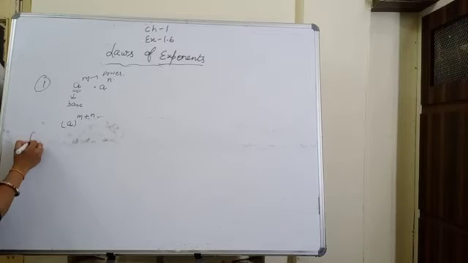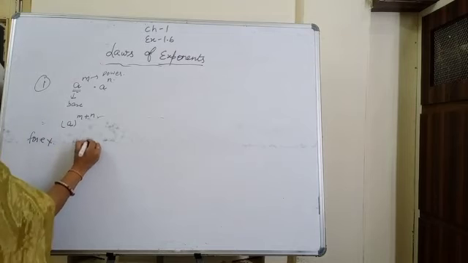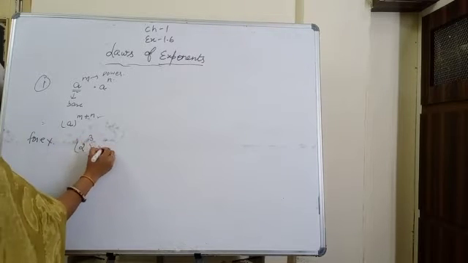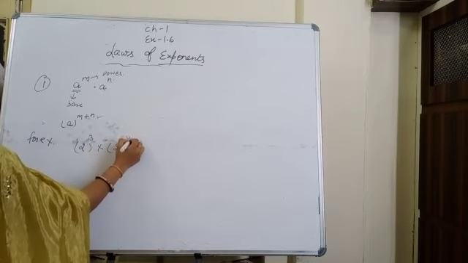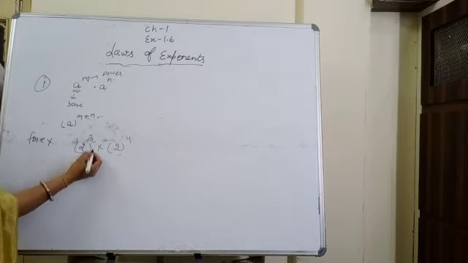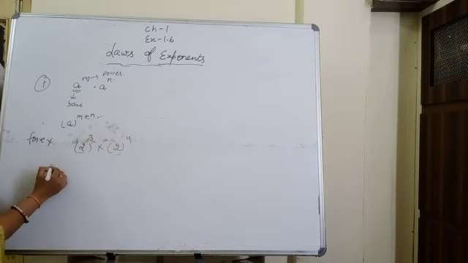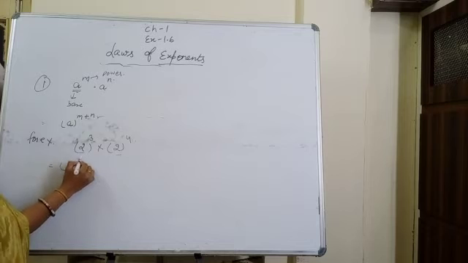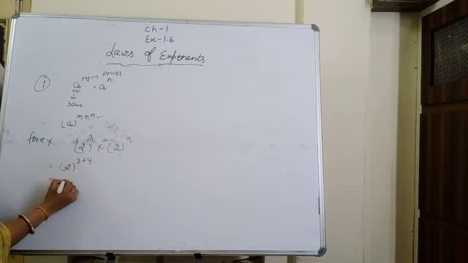Now let us take an example. For example, we have to multiply 2 raised to power 3 with 2 raised to power 4. Here base is same, so both powers will be added. It will be 2 raised to power 3 plus 4, that is 2 raised to power 7.